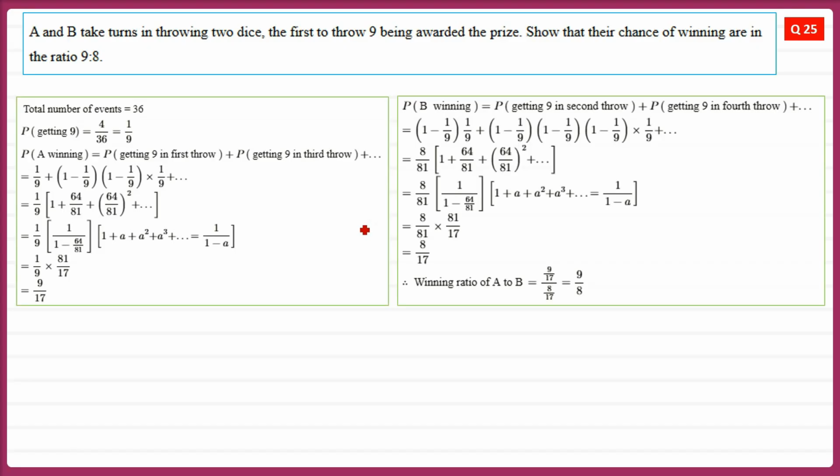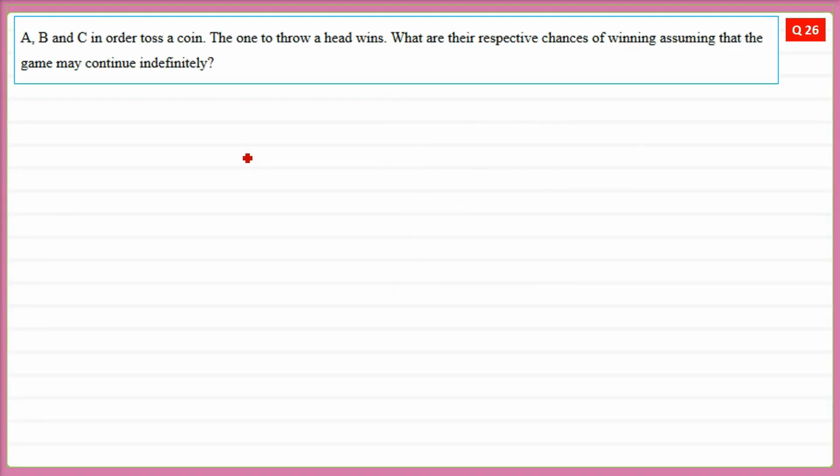This question is to be done in this manner. It's a concise way of representing it. A, B, C in order, toss a coin. So first A has to start, then B followed by C. The coin can give you head and tail. So the probability of getting head is half, the probability of getting a tail is half. What are their respective chances of winning, assuming that the game may continue indefinitely?